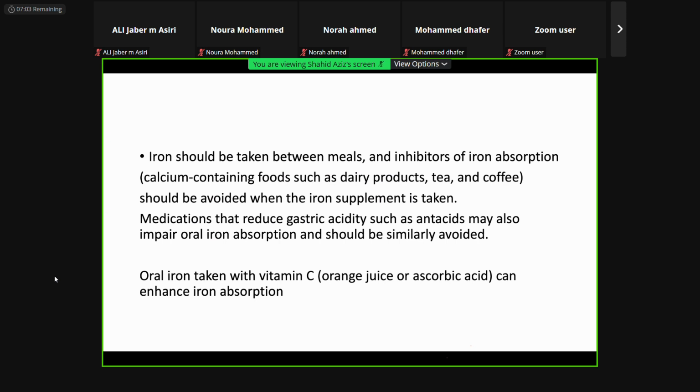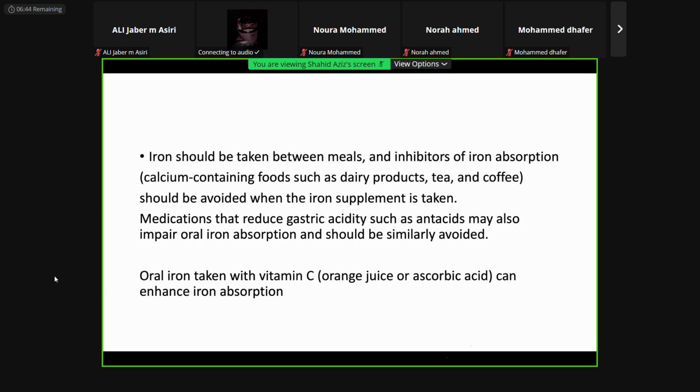Now, in iron deficiency anemia, there is deficiency of iron. Now, how do you prescribe iron? Iron should be taken between the meals. And you should make sure that inhibitors of iron absorption, which are calcium-containing foods such as milk products, dairy products, tea, coffee, should be avoided whenever you have to give iron supplements.